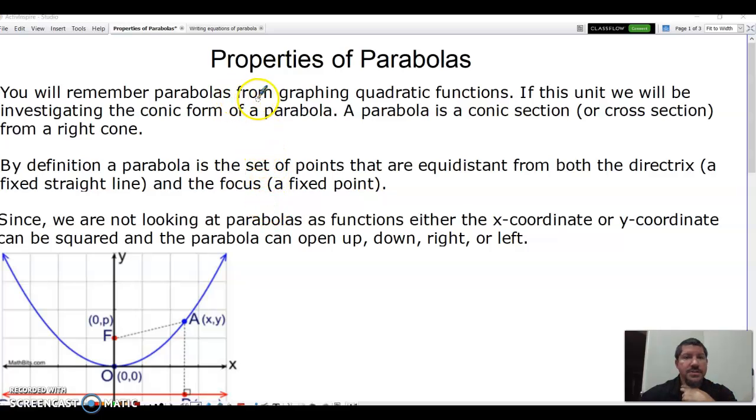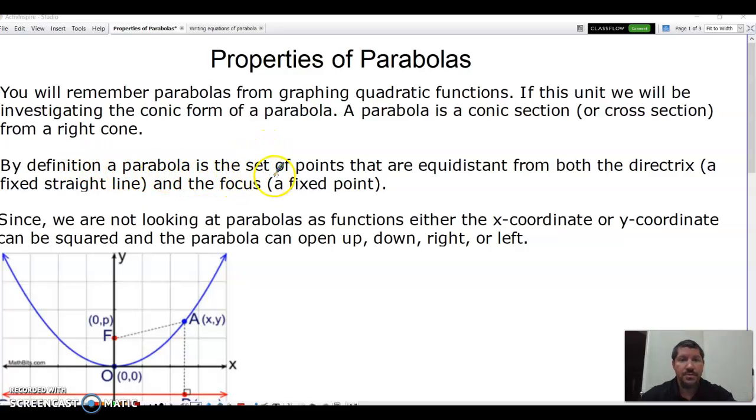Alright guys, so we're starting a new unit which is conics. We're going to start with parabolas, which you guys remember. It's a bunch of reading here at the beginning. You'll remember parabolas from graphing quadratic functions, but we're looking at them in a different form in this unit.